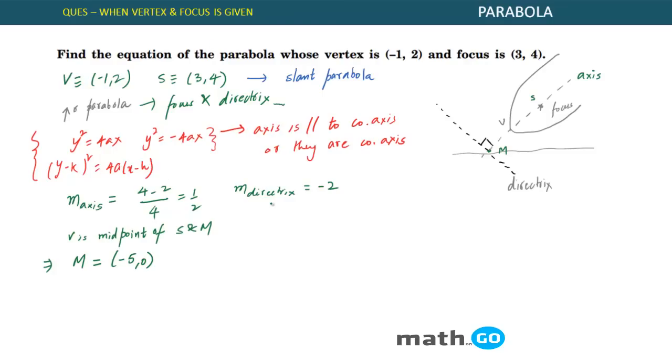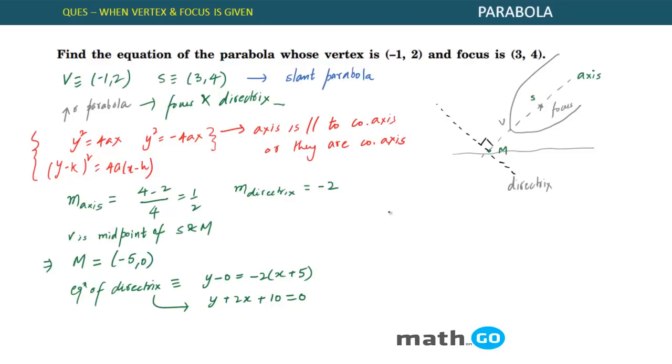So if M is there and you have the slope of the directrix, can you tell me the equation of the directrix then? We can easily find the equation of the directrix now. So what will be the equation of the directrix now? It will be y minus 0 is equal to minus 2 times x plus 5, right? Or I can say y plus 2x plus 10 is equal to 0. Can I say so? Right? So this is the equation of the directrix that we will obtain.